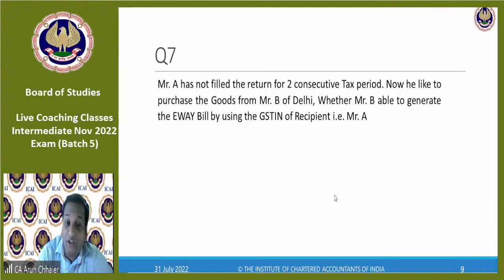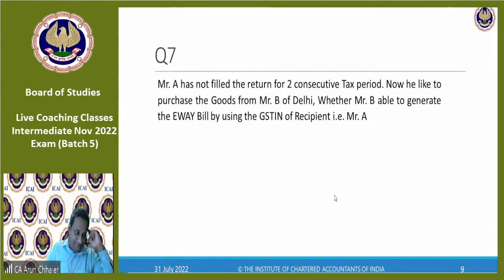Mr. A has not filed the return for 2 consecutive tax periods. Now he would like to purchase goods from Mr. B of Delhi. Mr. A is a defaulter party. Can Mr. B generate the e-way bill by using the GST number of Mr. A, who is a defaulter? Yes or no? This is a recent amendment. Very important.